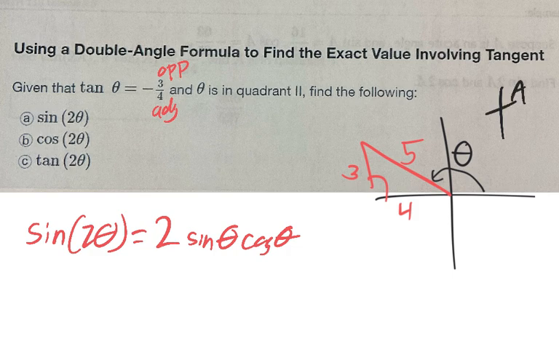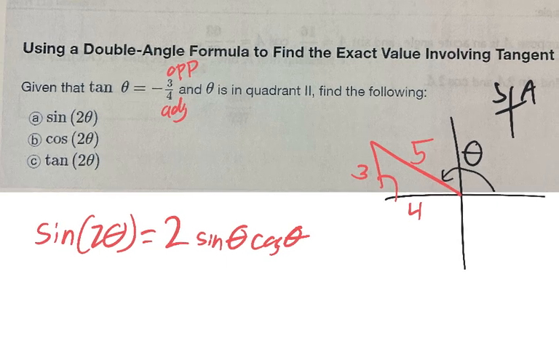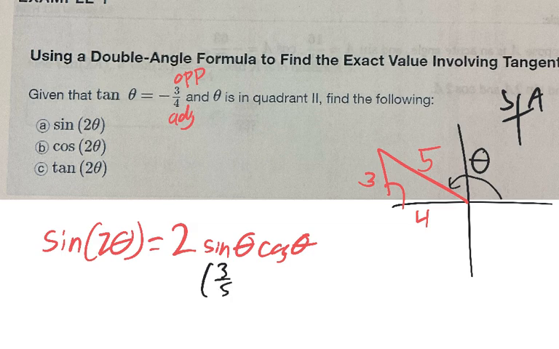Because I'm in the second quadrant, sine is positive. So what is sine of this angle? Sine is the opposite over the hypotenuse. So sine of the angle is 3 over 5. What's cosine of this angle? 4 over 5. Close. I said close. Negative 4 over 5, because I'm in quadrant 2, where cosine is negative. That makes sense.